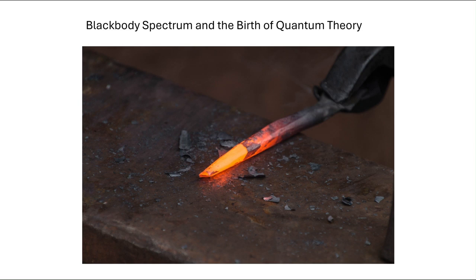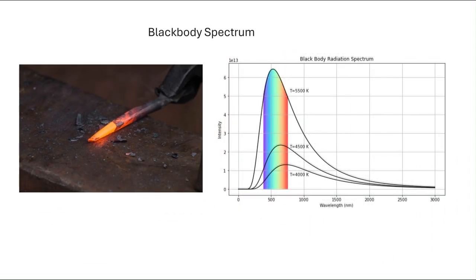Okay, this is a quick video about blackbody radiation. When you think about quantum theory, you probably don't think about a red hot poker, but the truth of the matter is quantum theory was invented precisely to explain why a poker glows red hot exactly the way it does when it gets hot. So this is described by something called the blackbody spectrum.